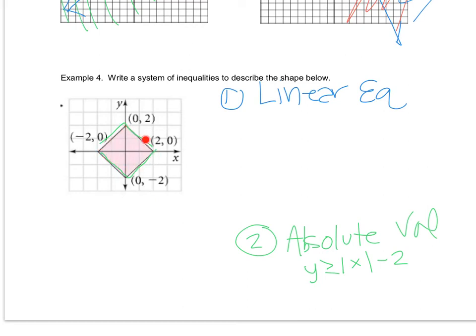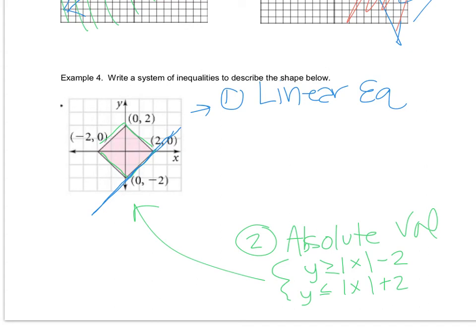The top inequality is y is less than or equal to the absolute value of x, because it's the same slope again, plus 2. So if you graphed this system, you would get this over here. So the second one over here, linear equations, is I'm going to do this line.